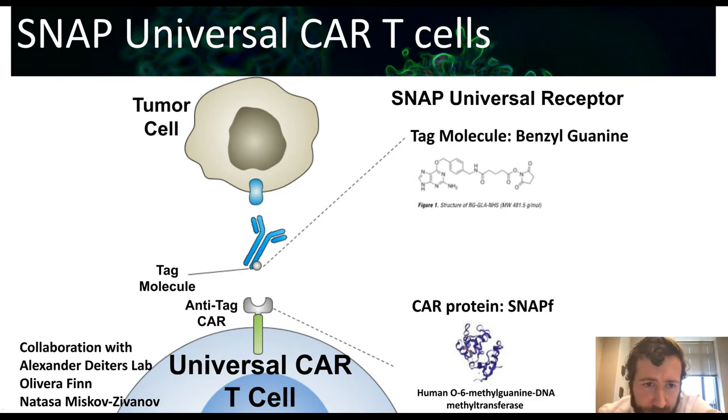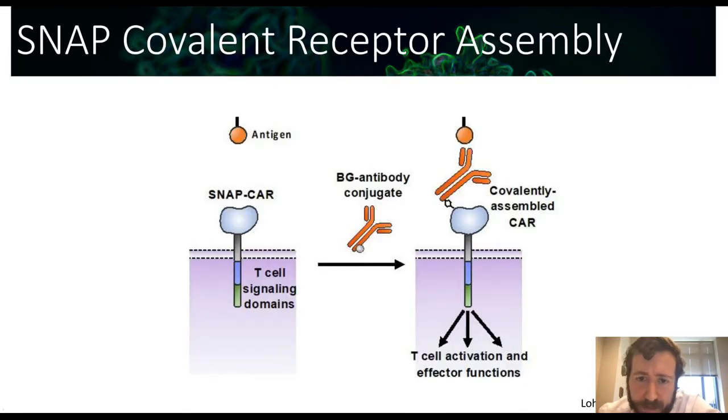And what makes this really unique is that instead of simply binding to the tag, the way that SNAP works is it will actually perform a chemical reaction with the adapter and form a covalent bond with the antibody adapter. And so when the antibody is administered, it will form this covalent interaction, and then it can sense the antigen and lead to T cell activation and effector functions.